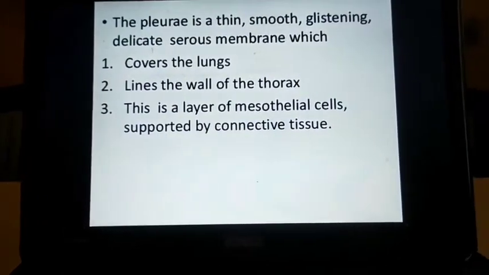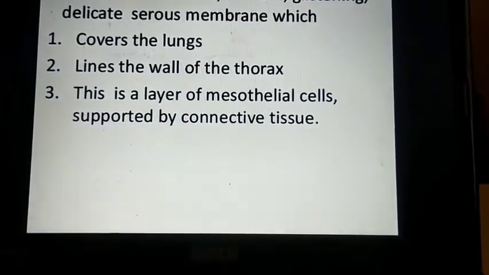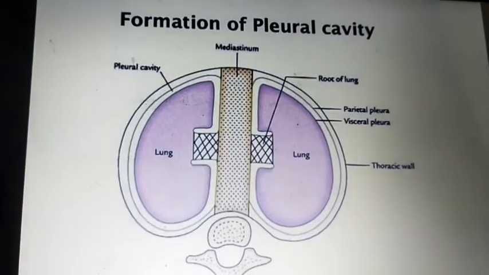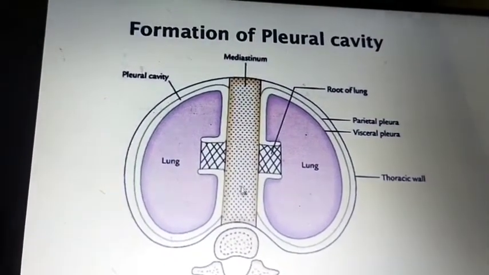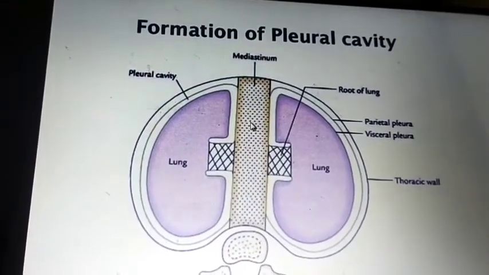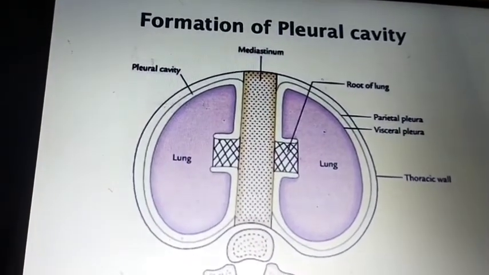This is a layer of mesothelial cells supported by connective tissue. You can see here a cross section of a thorax, and these are the lungs, and this is the gap. You can also see in the anatomy of the testis, I will explain the meaning of the mediastinum.